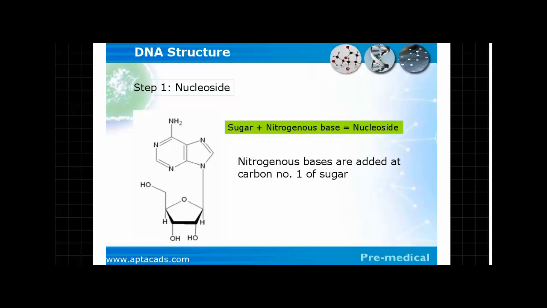Now as we can see in the diagram, this is the nitrogenous base, and this nitrogenous base will bind at carbon number 1 of sugar. So the structure formed is called a nucleoside.